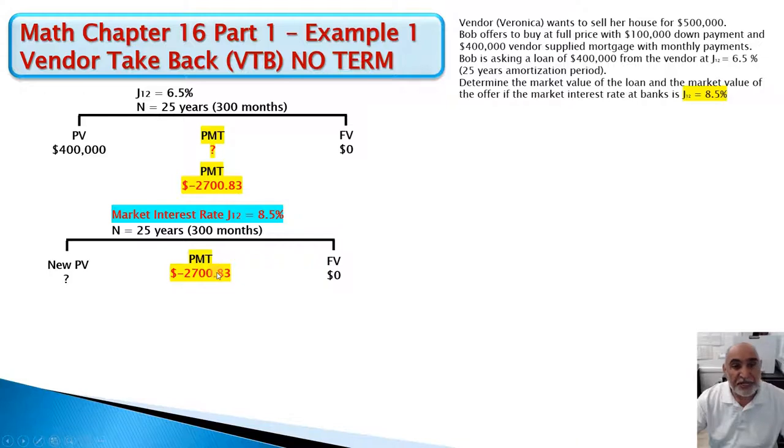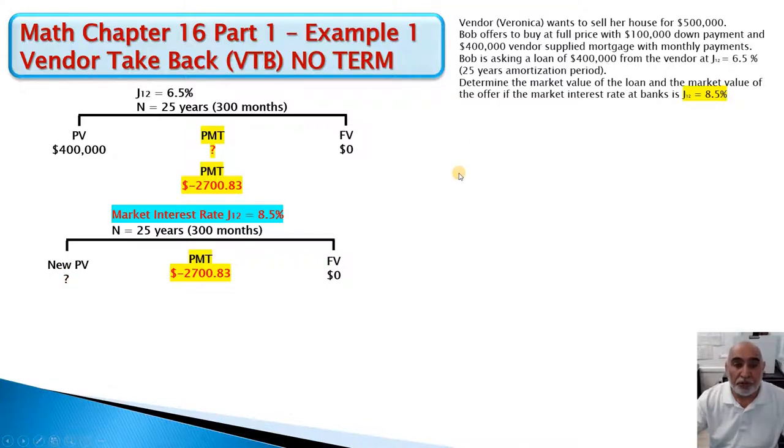Sometimes on the exam, they make it easy for you and they give you this payment. So then you don't have to draw the first diagram. So we draw the diagram, we get the payment from there, and this we get from the second paragraph, and we're looking for PV now. We're looking for a new PV, and this new PV is the market value of the loan. This new PV that we're going to find is the market value of the loan.